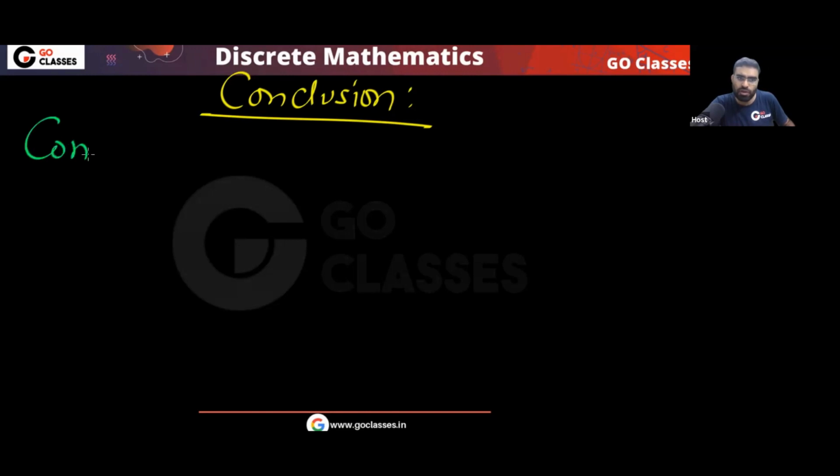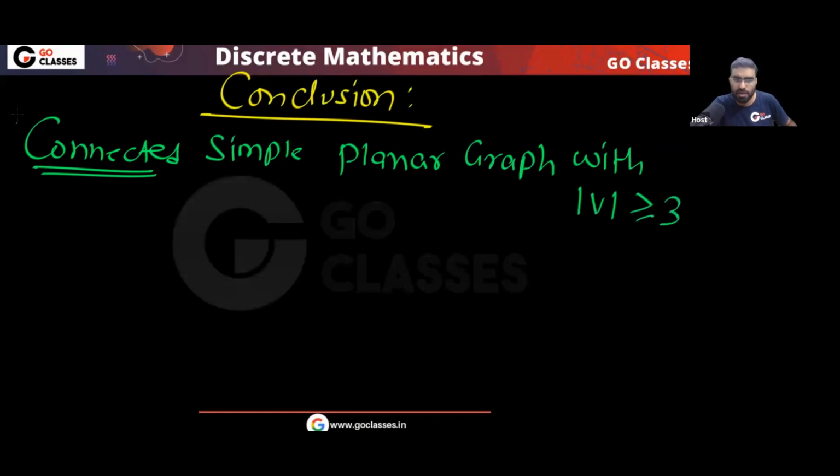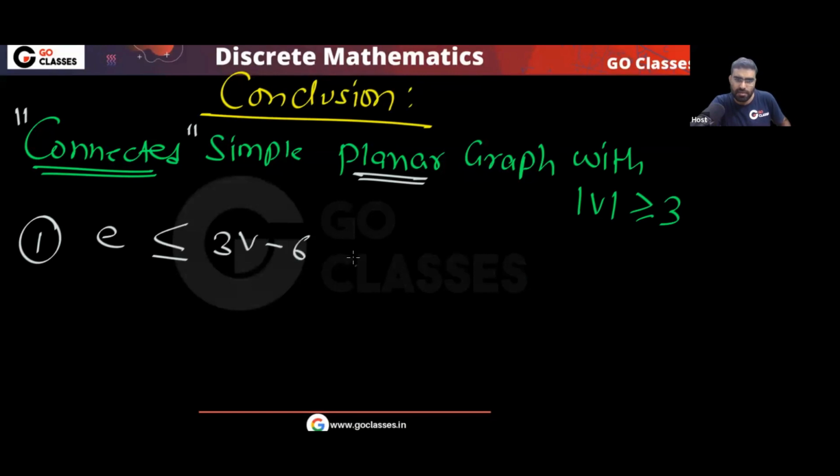First of all, we are considering only connected simple planar graphs, so I will not write it again and again. We are considering connected simple planar graphs with at least 3 vertices. Now, what results did we get? The first result is, if you have this type of graph, then E should be less than or equal to 3v minus 6. This is the first result.